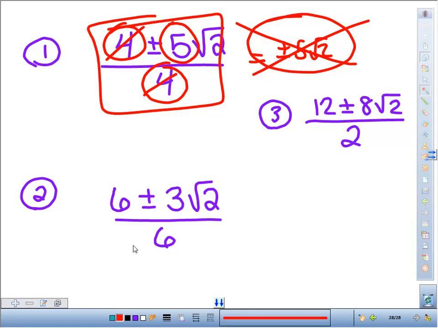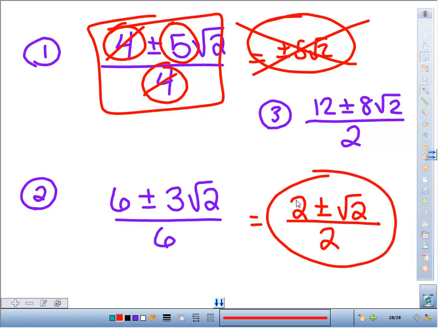Number 2. Nobody in here just got rid of those 6s, no? Good. So, how about the 6s? 6, what goes into all 3? 3. 3 goes into 6 twice. 3 goes into 3 once. 3 goes into 6 twice. There's my answer.